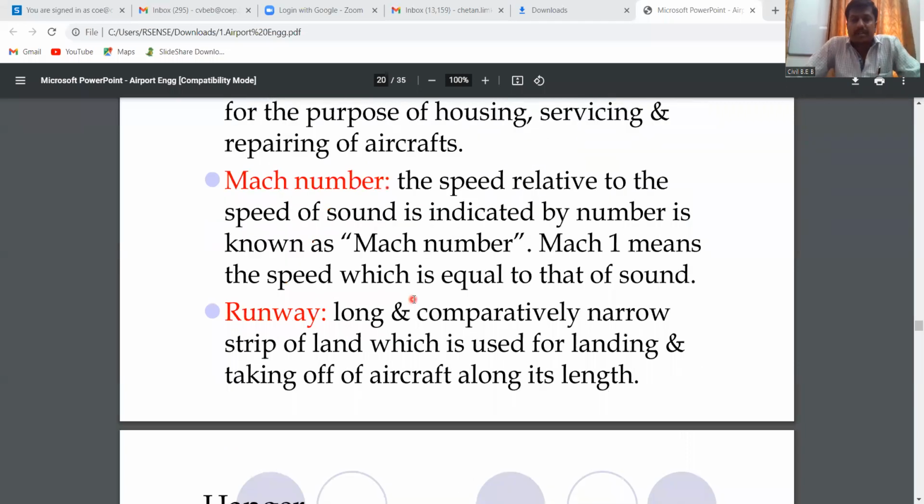So match number, it's the speed relative to the speed of the sound indicated by a number. We call it a match number. Match 1 means the speed is equal to that of the sound. Okay.